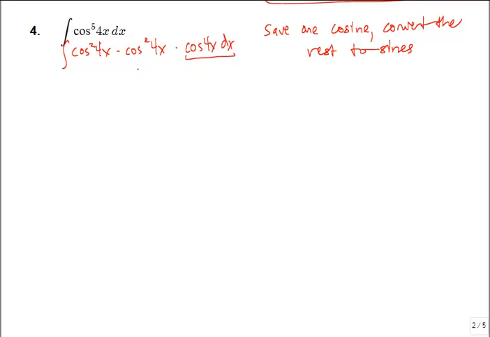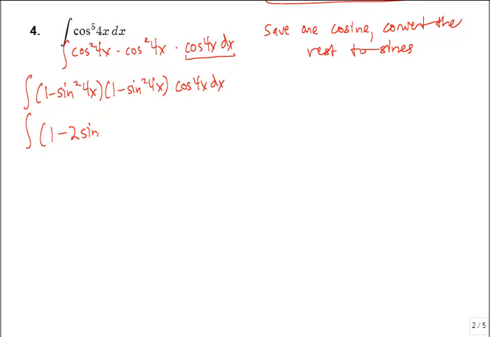So I'm going to use Pythagorean identities for both of these and change them into a 1 minus sine squared for both. So this first one is 1 minus sine squared 4x times 1 minus sine squared 4x times that cosine of 4x dx. Now, unfortunately, you're going to have to FOIL all this out to get the correct trinomial that we need here. So 1 times 1 is 1. In the middle, I'm going to get a minus sine squared and another minus sine squared, so I'll get minus 2 sine squared 4x. And then I'll get a minus times a minus is a plus, sine to the 4th of 4x.